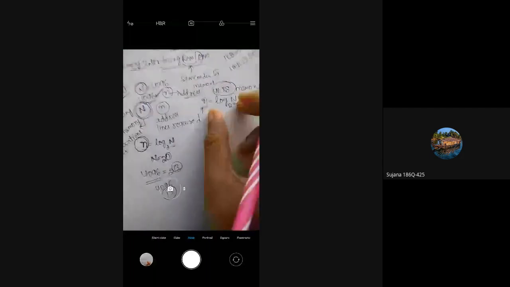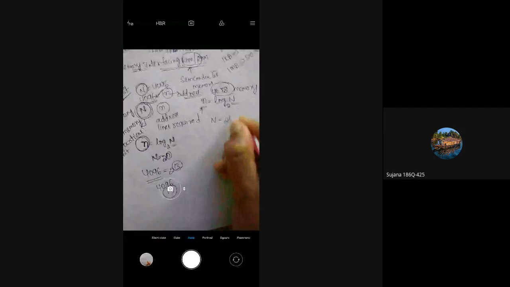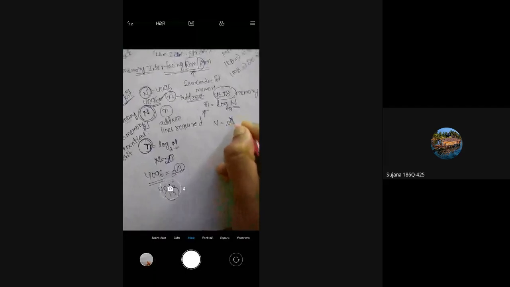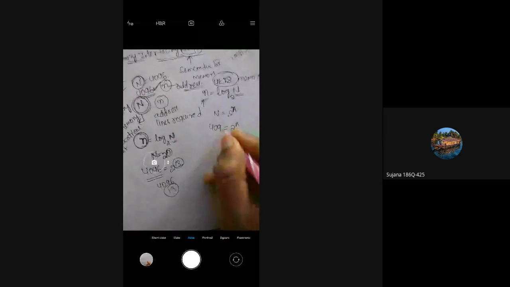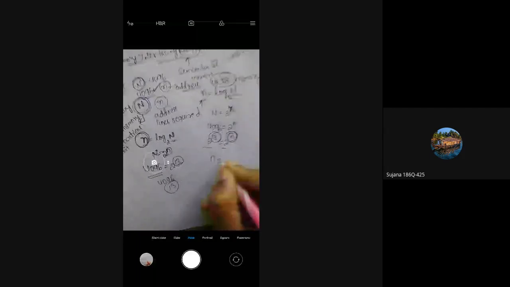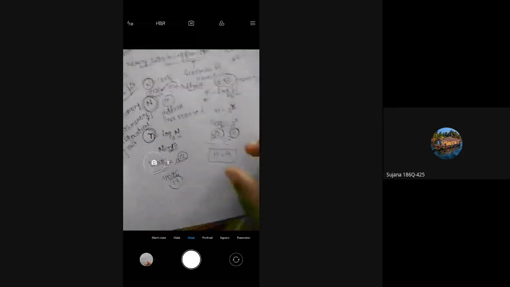By simplifying this, applying anti-logarithms, we get N is equal to 2 power small n. Okay? We have 4096 memory locations equal to 2 power small n. So this is 2 power 12 equal to 2 power n. Here the bases are equal, so the exponents must be equal. So small n is equal to 12. That means we have to consider 12 address lines for a 4K by 8 type of memory chip. This is how you find the number of address lines.